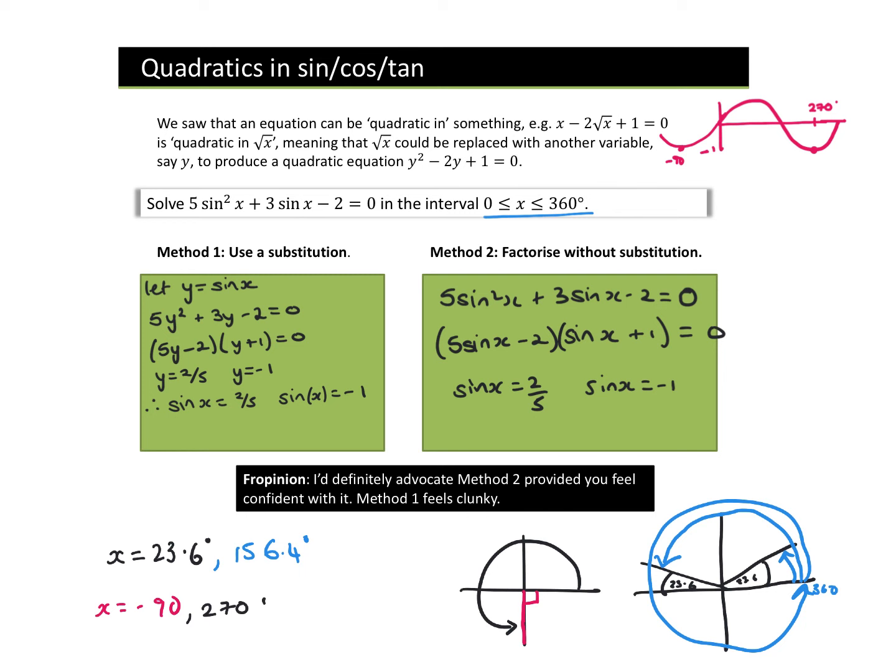So then finally, our answer is x equals 23.6 degrees, 156.4 degrees, and 270 degrees. And as you can see here, I haven't included the -90 because it's not in our interval range, and I've also put this in ascending order.